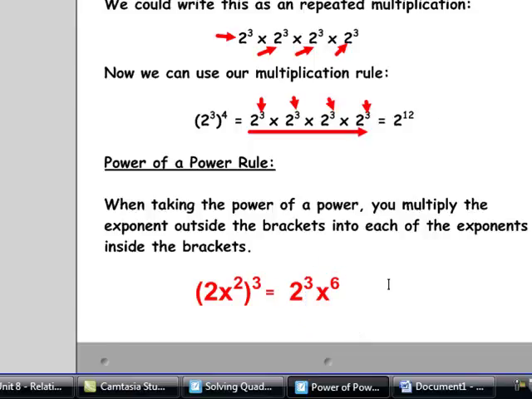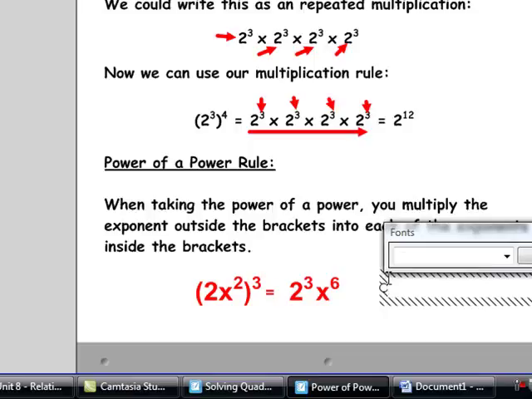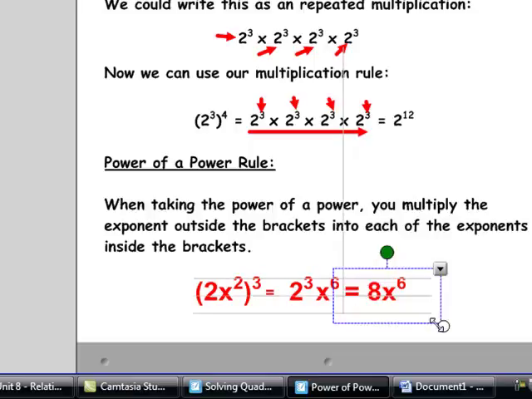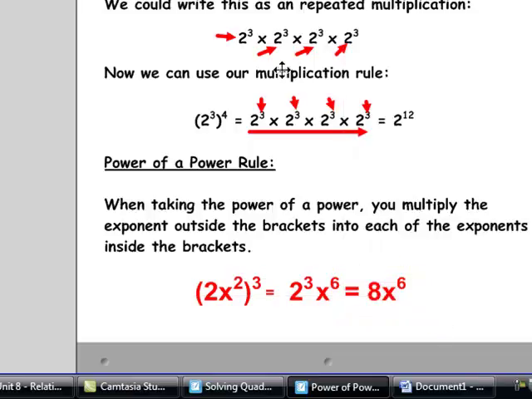When we write this out, we evaluate the exponential form of 2 to the power 3 to leave it in the standard form. So we would let this equal 2 to the power 3 is 8x to the power 6. Let's take a look at some more examples.